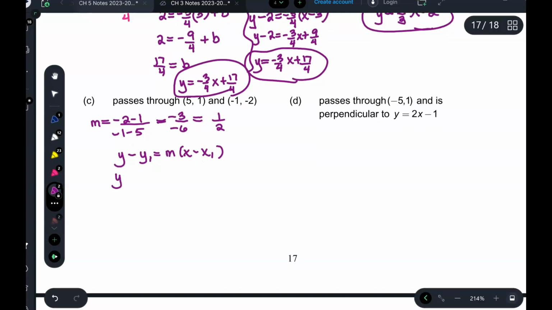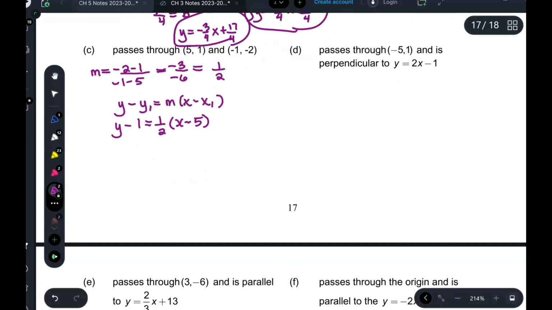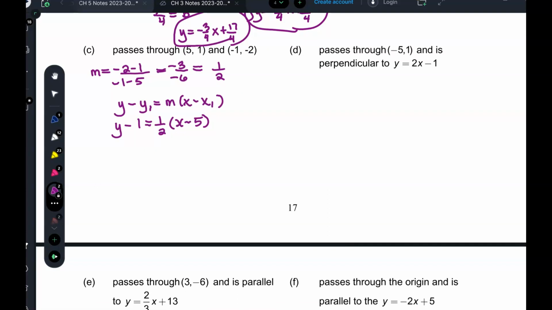So I have y minus 1 equals 1/2 times x minus 5. Remember, if you have it in point slope form, all you need to do is distribute and then add or subtract. Yes, I gave you fractions, I know. But you're just going to leave it 5/2. But then plus 1. So if I add 1 to both sides, that's really like adding 2/2.